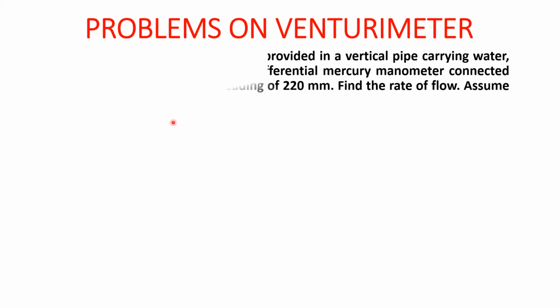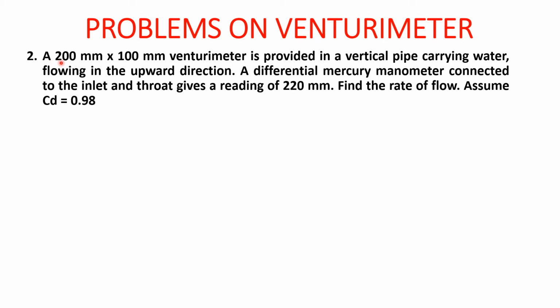Now going for the next problem, problem number 2. Now you will see again this is a basic problem, and again it is related to a venturimeter. A 200 mm by 100 mm venturimeter is provided in a vertical pipe carrying water flowing in an upward direction. Okay, a differential mercury manometer connected to the inlet and throat gives a reading of 220 mm. Find the rate of flow. Assume CD equal to 0.98.